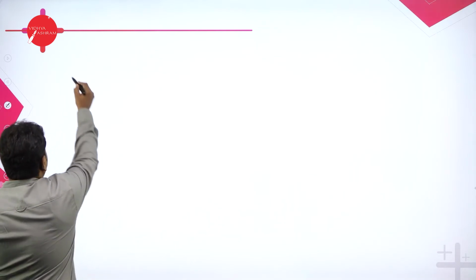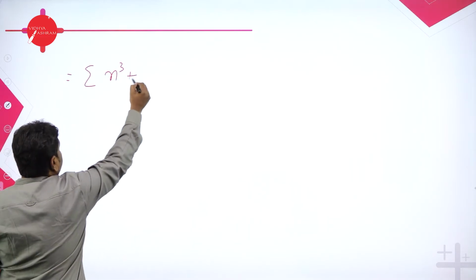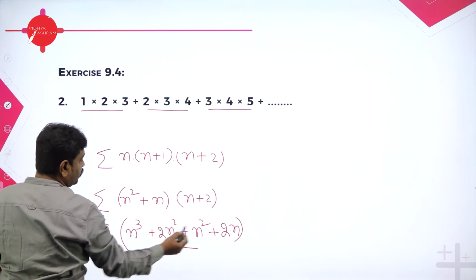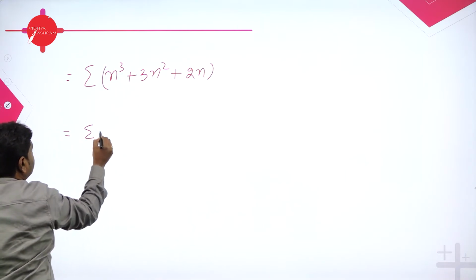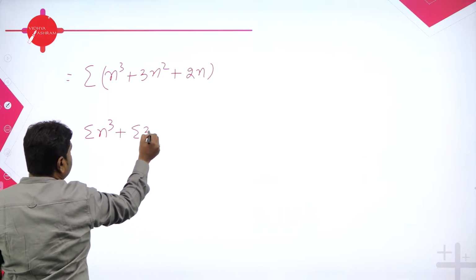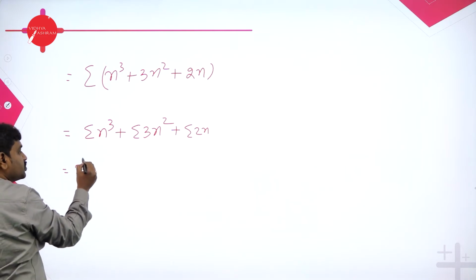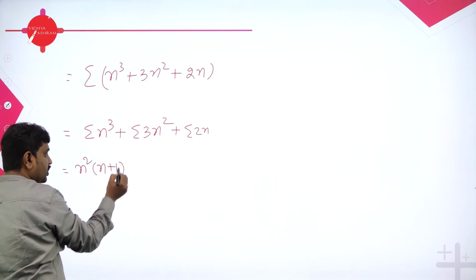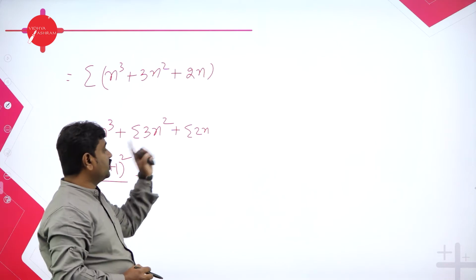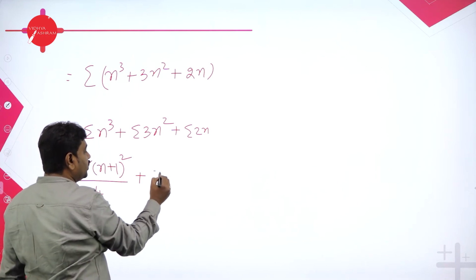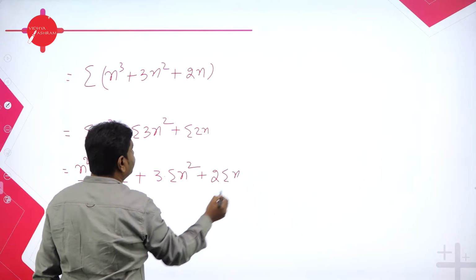Further we'll simplify, that is equal to sigma, we have n cube. So 2n square plus n square is 3n square, like terms, plus 2n. Now I should apply sigma for each term. So sigma n cube plus sigma 3n square plus sigma 2n. What is sigma n cube? Sigma n cube is n square into n plus 1 the whole square by 4 by formula. And remember, if you have sigma k into n square, you can take the constant out. So 3 you take it out, apply sigma for n square, and here 2 is constant, take it out, apply sigma for n. So here we have 2n.